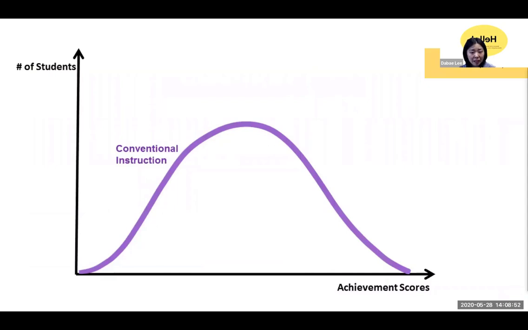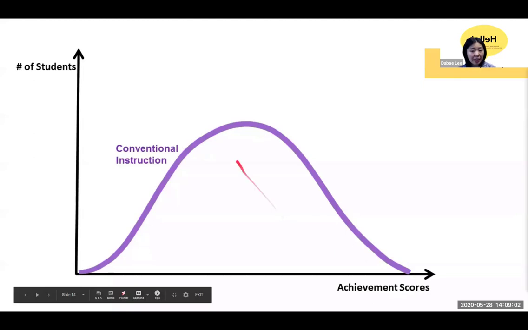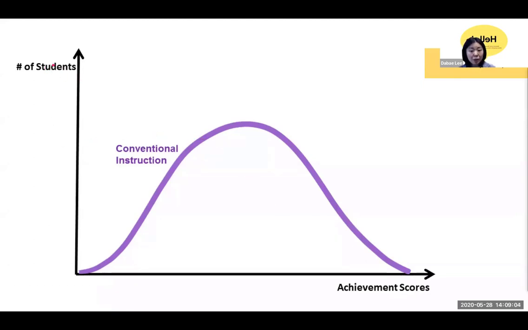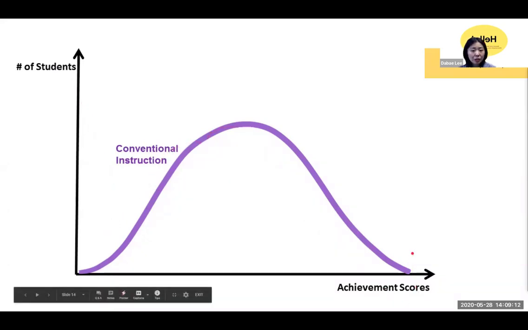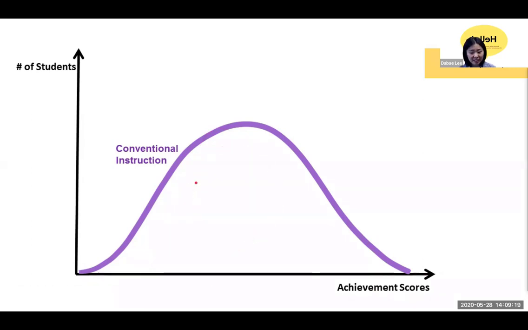Bloom compared the academic achievement of students in the three conditions, and this is the conventional group. The x-axis here is the achievement scores, and the y-axis here is the number of students. The conventional group followed a normal curve. There were students who did not do well, and some who did very well, but the majority was in the middle. This is the proficiency level, and only 20% of students reached the proficiency level.